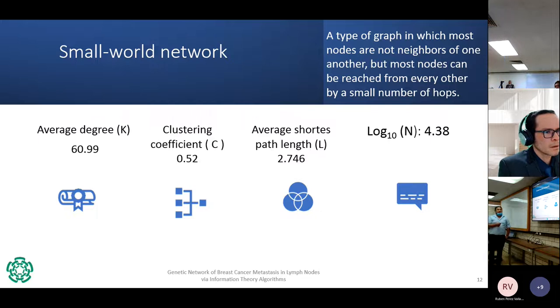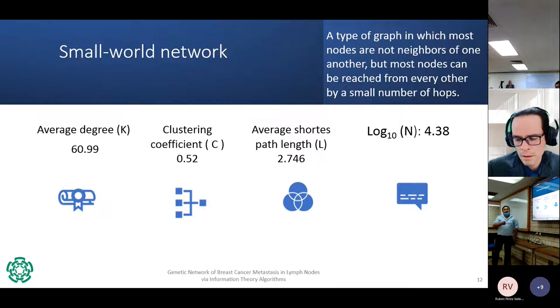The average degree means the average number of connections that the genes have. The clustering coefficient and the average shortest path length, these centralities can give us information if we compare them with the logarithm of the total number of genes or nodes in the network.